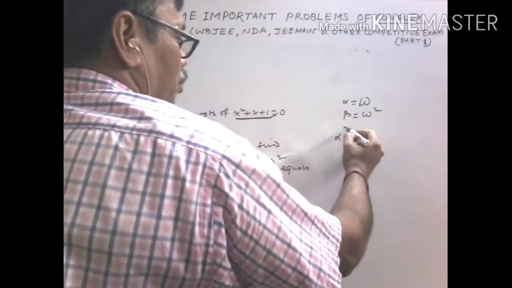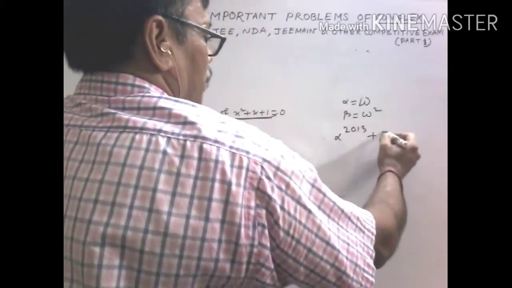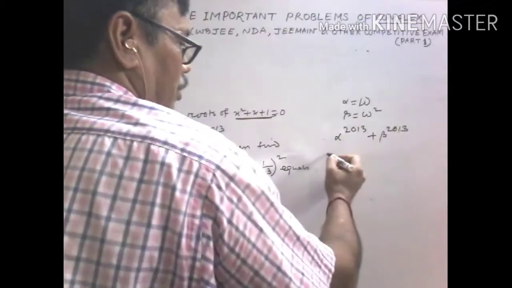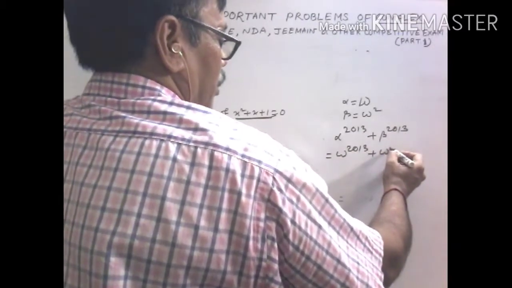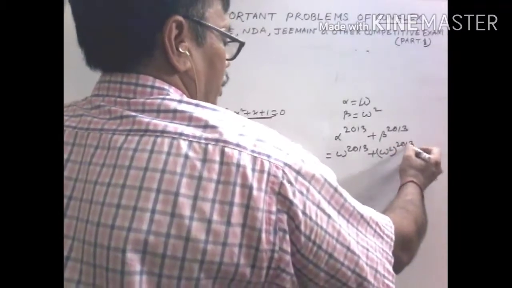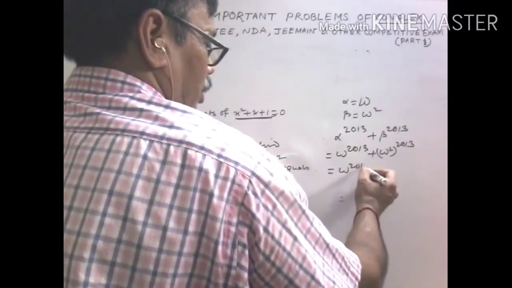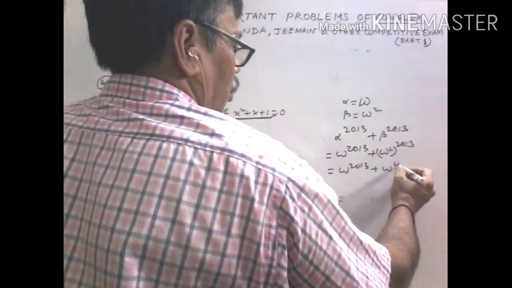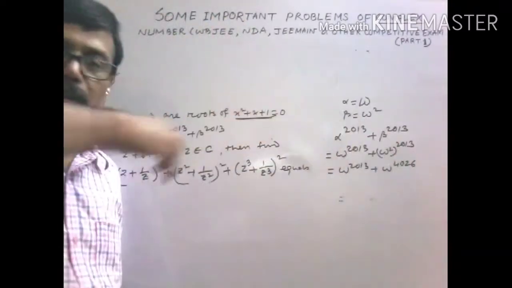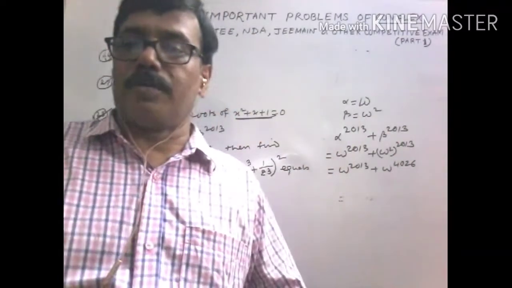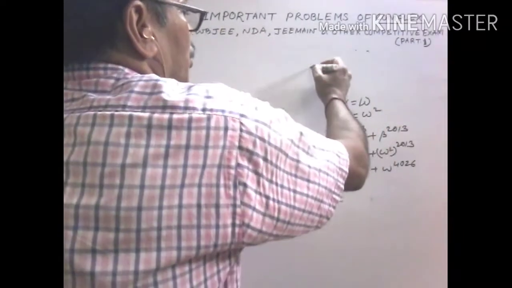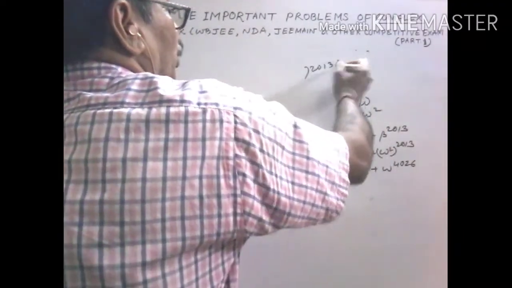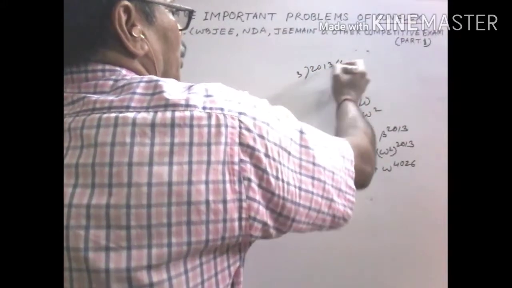Now if we put the values, alpha to the power 2013 and beta to the power 2013. So omega, and this is omega square to the 2013, so the power is 4026. We know omega cubed is 1. If the power is a multiple of 3, then this is 1. So 2013 is a multiple of 3.